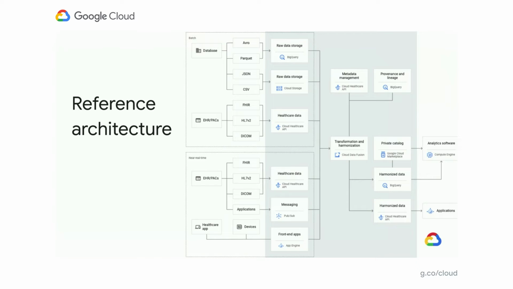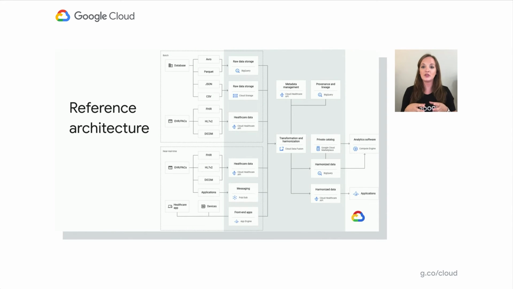The transformation and harmonization step here is happening with Cloud Data Fusion. And then there's various different ways that the data can be handled.